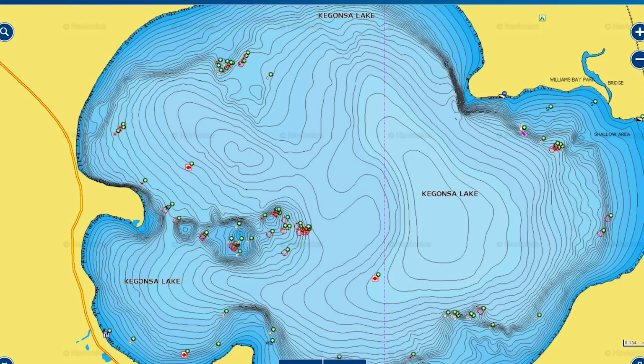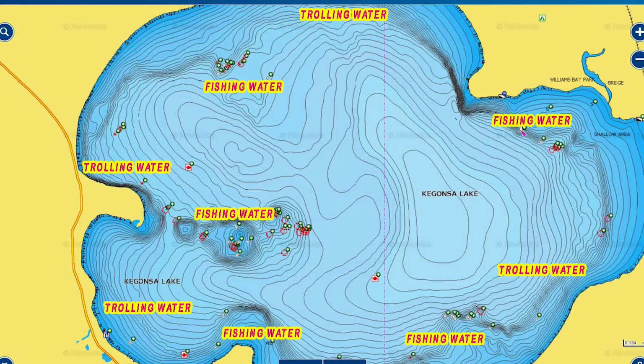All right, now here's a map in Madison, Kaganza, where I've got it marked up. Looking at the map here, where it looks like we have a structure situation, we're going to call that fishing water. And once again, when we call it fishing water, that means we're going to do the full presentation of lures. We're going to troll the shallows, cast the shallows, troll deep water, and cast deep water. When we have fishing water, it's a structure situation, and we're going to cover the water thoroughly.